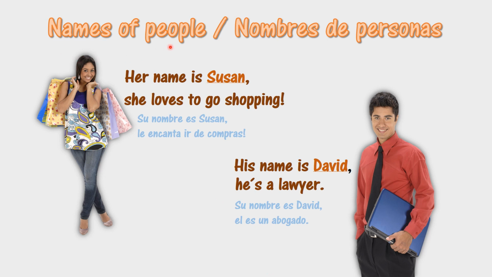Names of people, nombres de personas. Her name is Susan. She loves to go shopping. Su nombre es Susan. Le encanta ir de compras. His name is David. He's a lawyer. Su nombre es David. Él es un abogado.